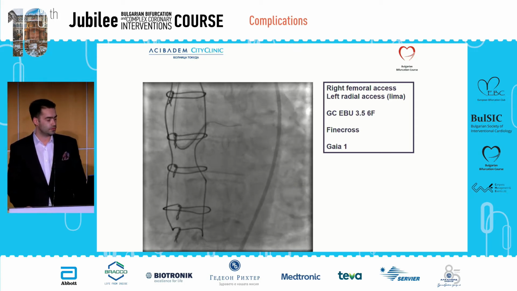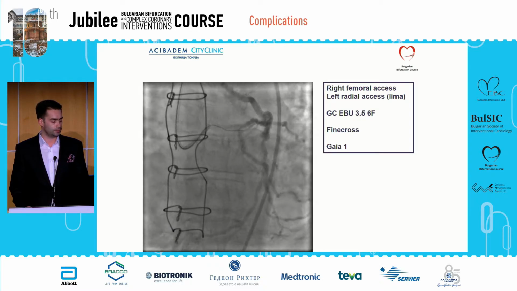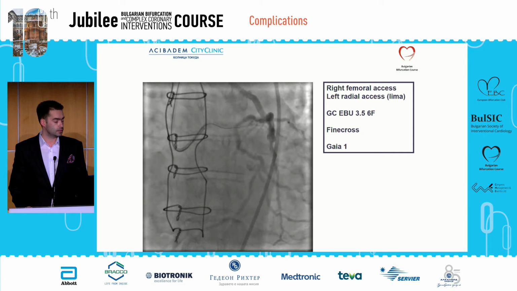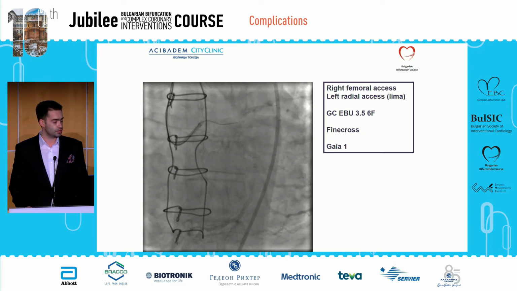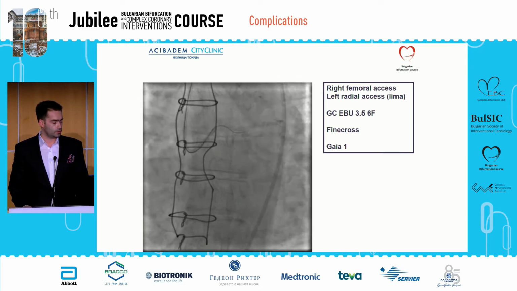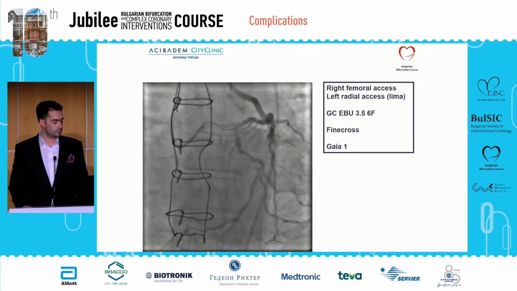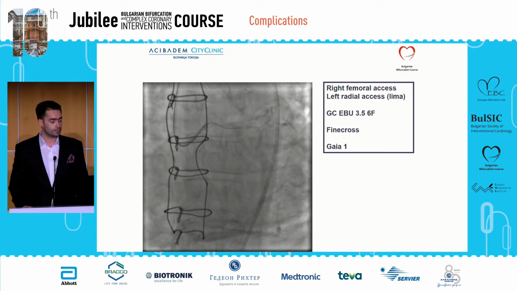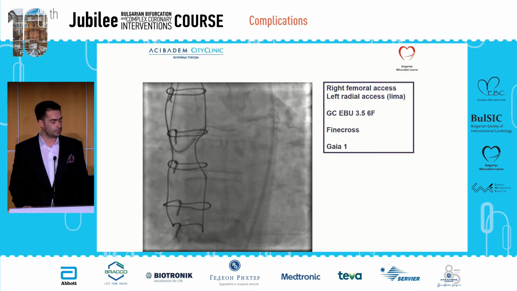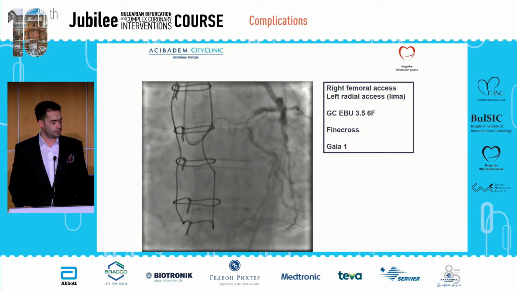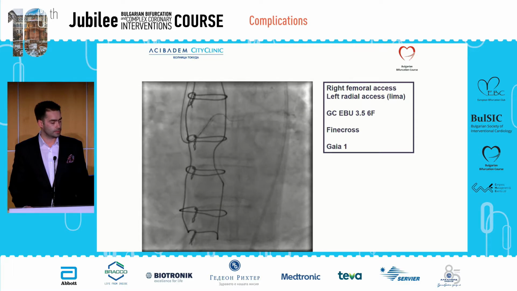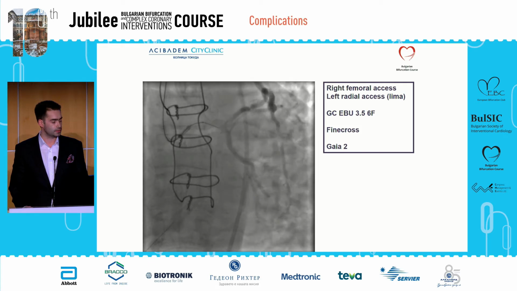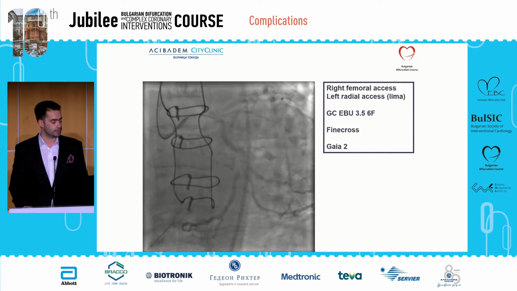Microcatheter Fine Cross, and the first wire is Gaia 1, Gaia First. You can see that the Gaia First got into this small intermediate branch. We try to change the position, change the direction. Maybe some course is subintimal in the left main. Other projection, other try. We change the wire, in the position, with the Gaia Second.